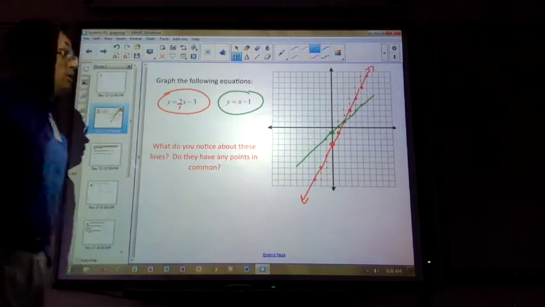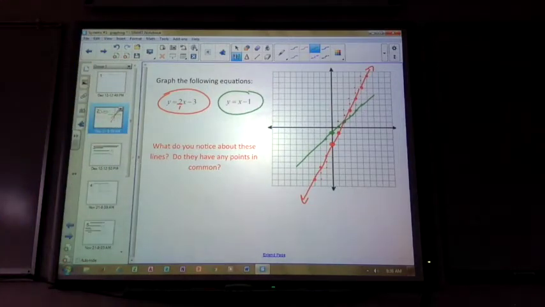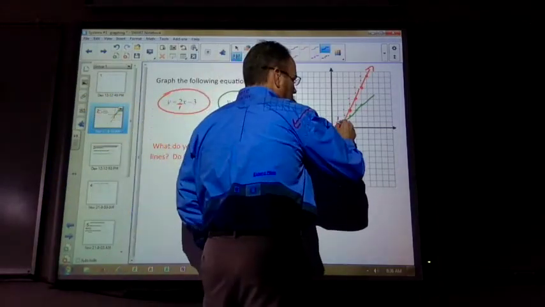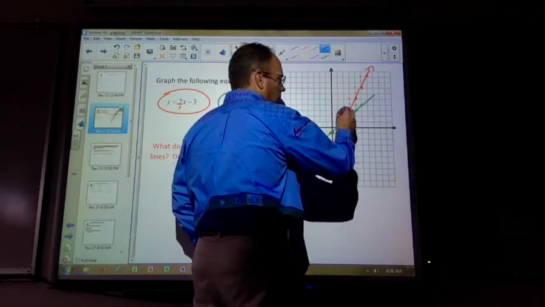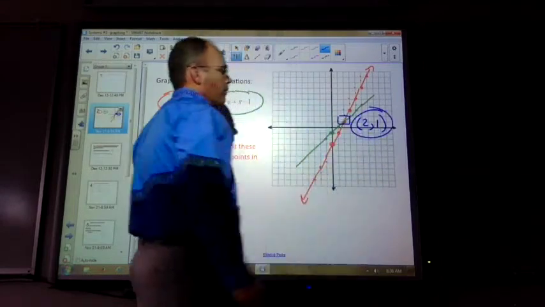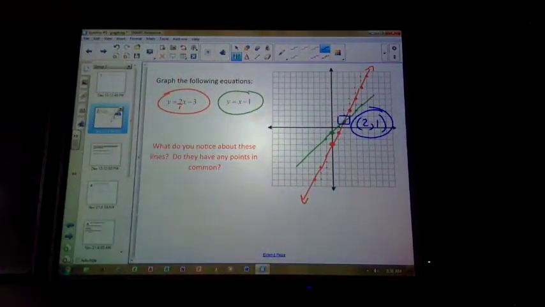Does it appear those two lines have intersected each other? Yeah. Can you see that okay? That makes sense? So the point of intersection is the solution to the problem. This point right here is 1, 2, up 1, so it's the point 2, comma 1. Okay? That's the solution to the problem.